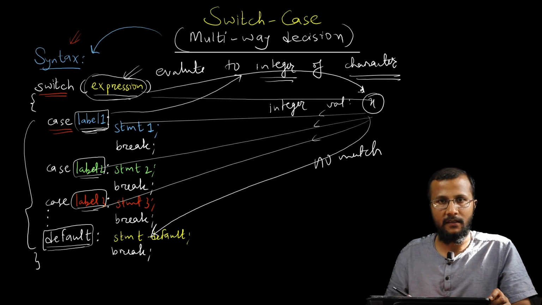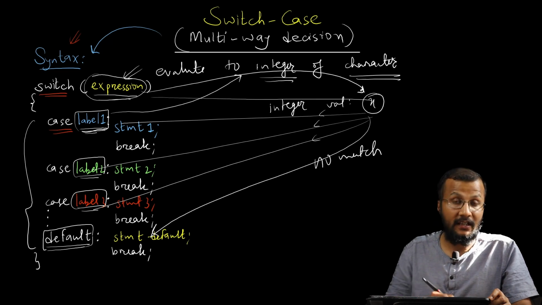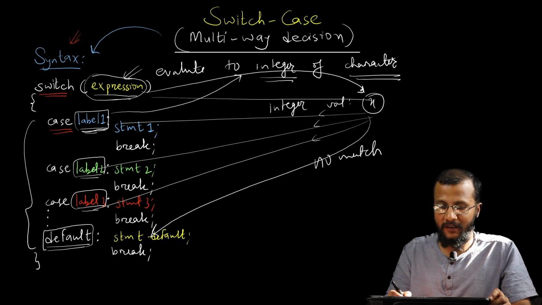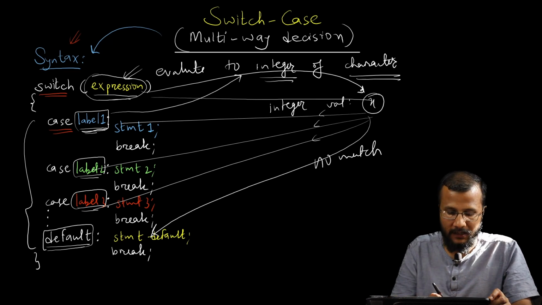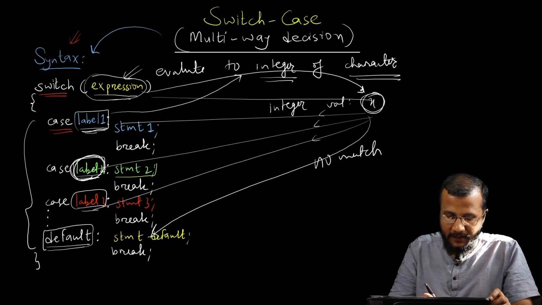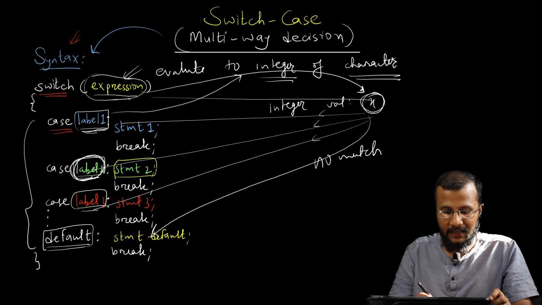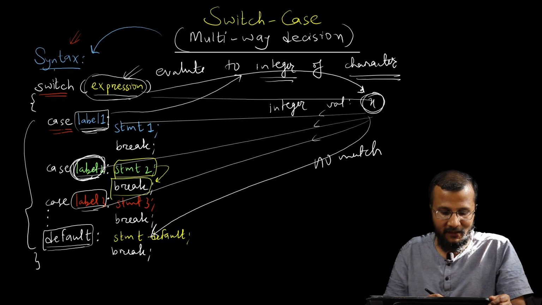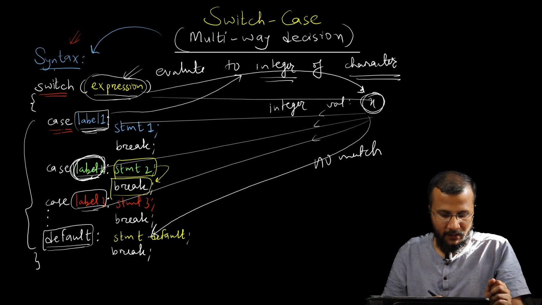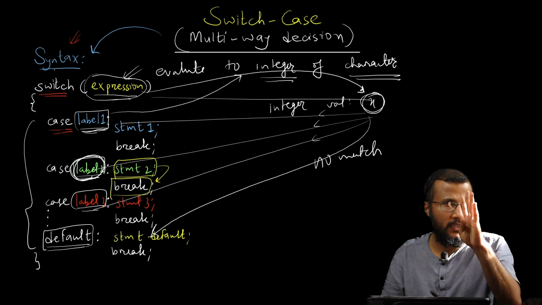The output of this expression is x. Now x may be any integer value, and all these labels are integers. It will try to see where it matches. Let's say x matches label 2, then it will directly go to label 2 and execute the statement 2. And there is one keyword called break. There are many keywords that we have learned in this lecture. Switch is a keyword, case is a keyword, label is not a keyword, default is a keyword, and break is a keyword. So four keywords that we have learned.